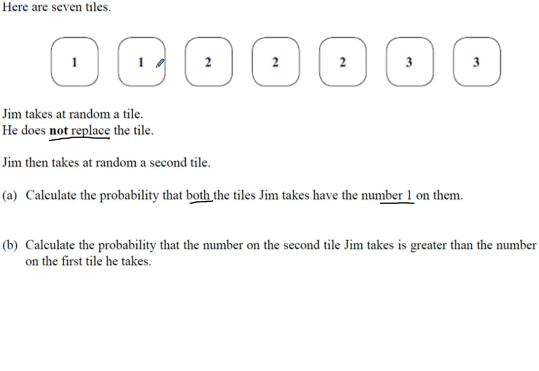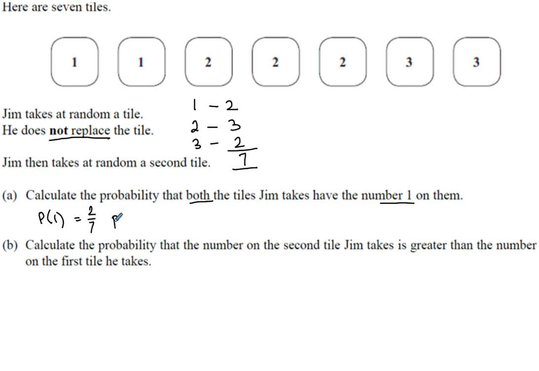Okay, so how many are they? And here I would just sort of write on the side here, I've got 2 1s, I've got 3 2s, and I've got 2 3s. So in total, I've got 7. Okay, so the probability he takes the number 1 the first time is 2 out of 7, because he's got 2 of them.